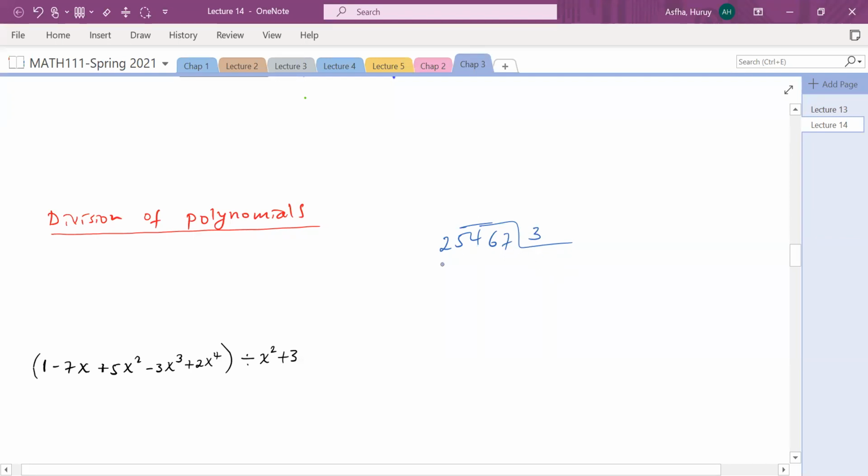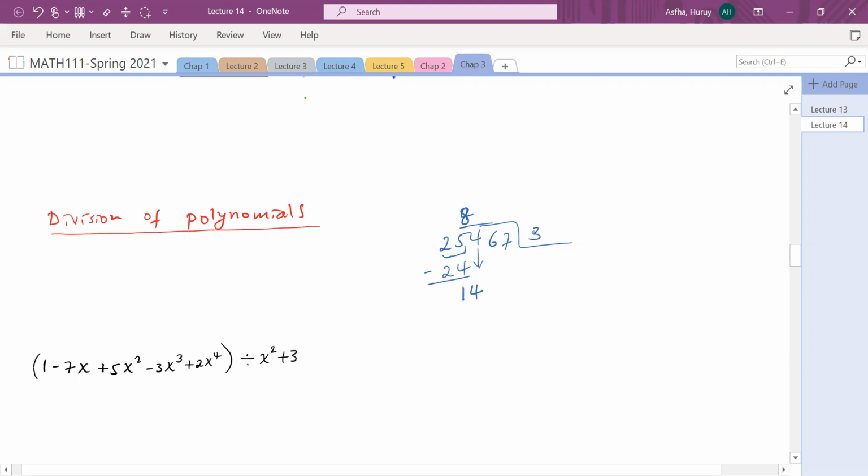Well, first we look at the first number. If the first number can divide this one, then we divide it. If not, we take the next number. So in this case, 2 is smaller than 3, therefore it cannot divide 3. So we take 25. Now 25 divided by 3 is 8. 8 times 3 is 24. Okay, then we subtract, and the remainder is 1.